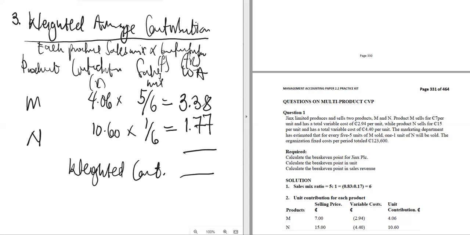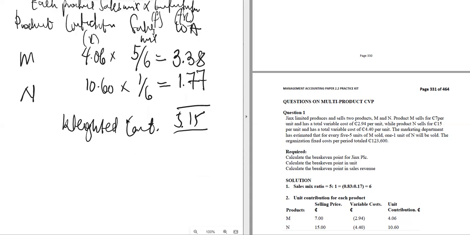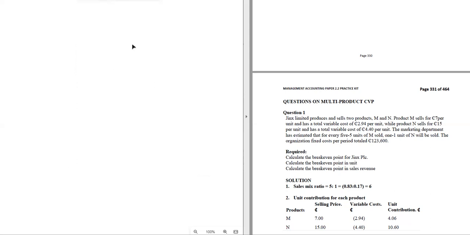1.77 plus 3.38. That's 5.15. So we have 5.15 being our weighted average contribution, which is now like our normal contribution. Okay, so now that we have this, we've got our contribution as 5.15. That's like our contribution per unit now.